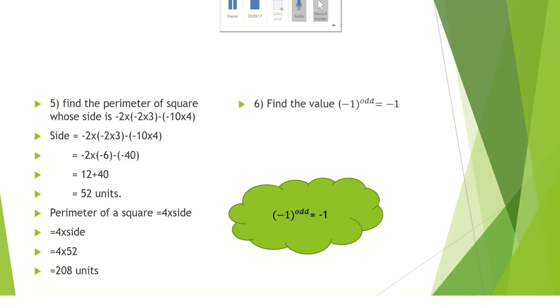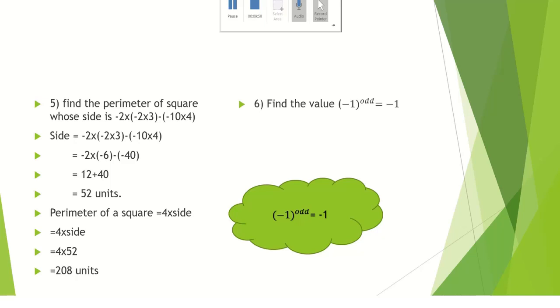The next question: find the value of minus 1 whole to the power of an odd number, which is equal to minus 1. Odd number means the power, the number of times we write minus 1 into minus 1 into minus 1. If the power indicates an odd number, you'll get the answer minus 1. Same way, minus 1 whole to the power of an even number is always a positive number, right?